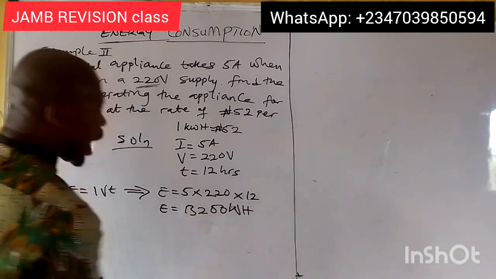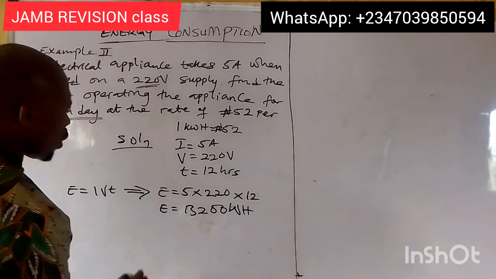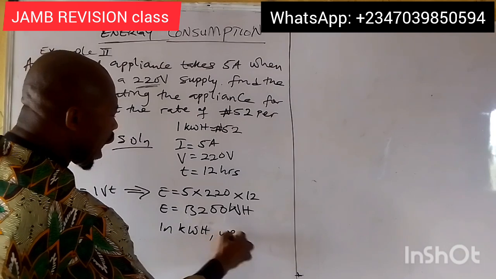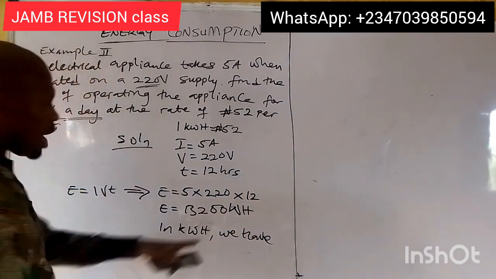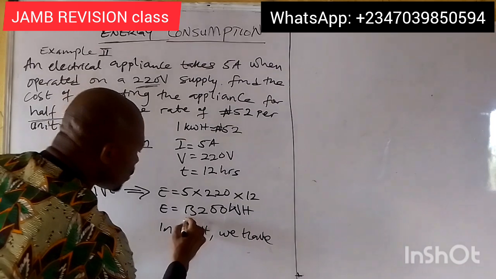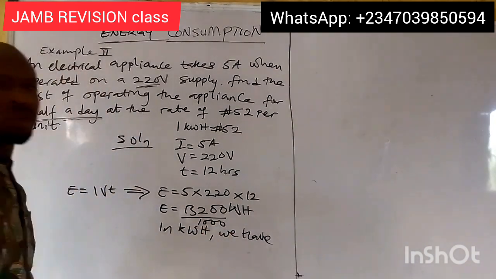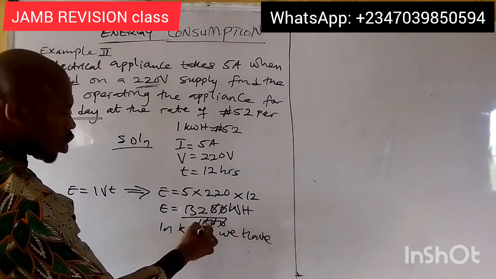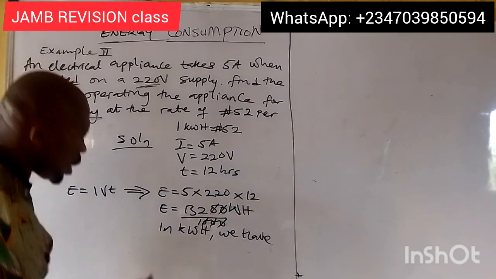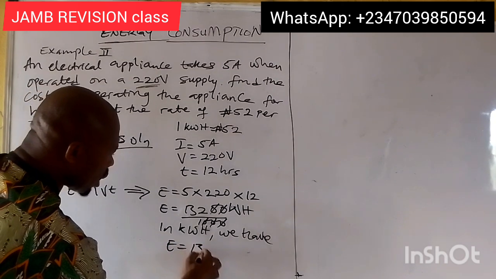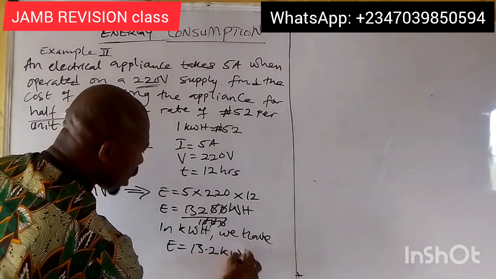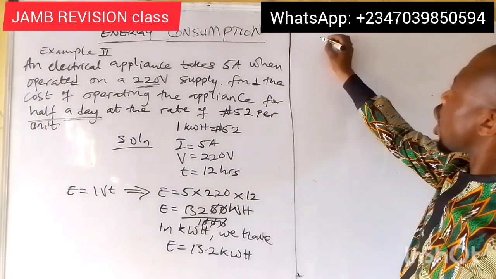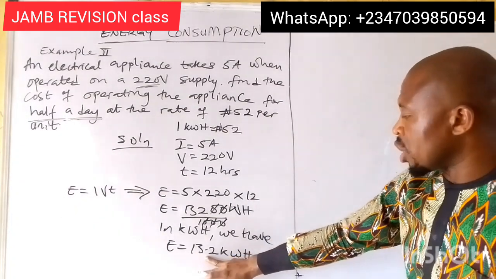And then this one is watt hour, please. Now, since this is in watt hour, you now say in kilowatt hour, what we mean is that we divide it by 1000. Now, if this cancels, we have a decimal point there. Therefore, energy will now give us 13.2 kilowatt hour. Now, the energy consumed is this.